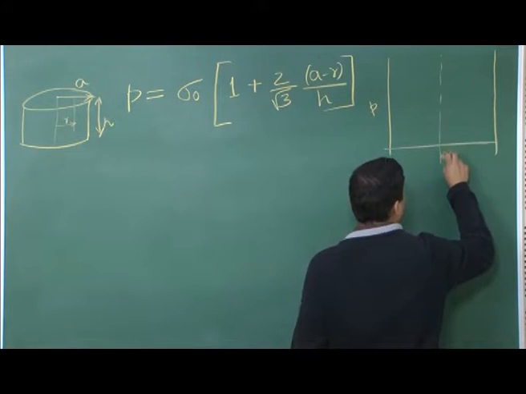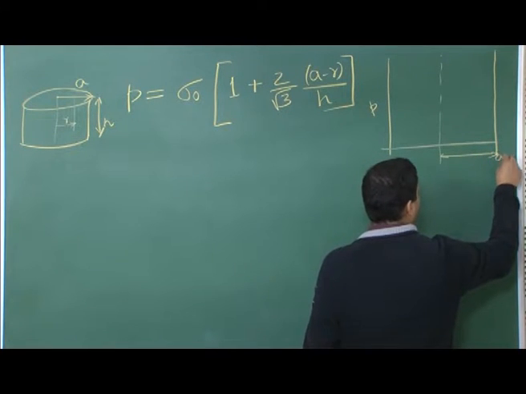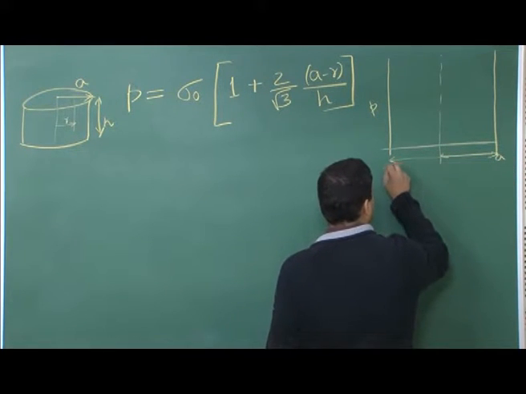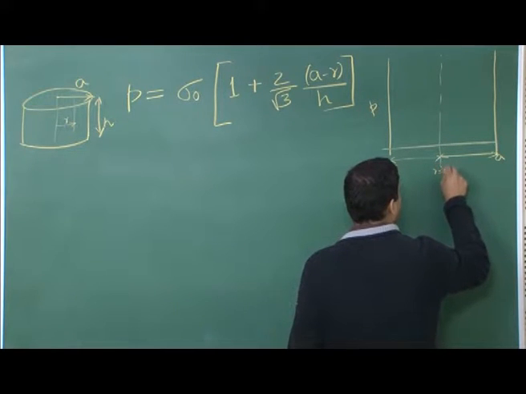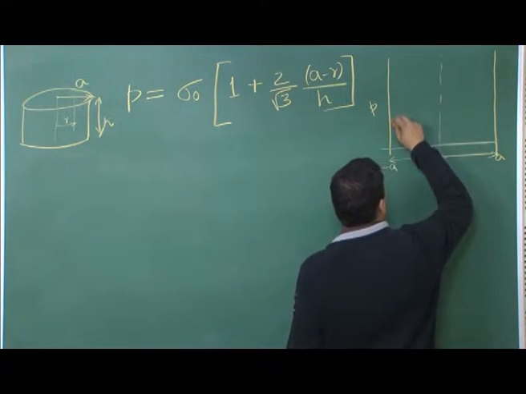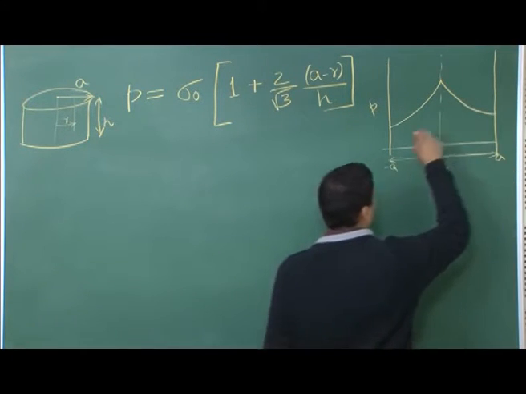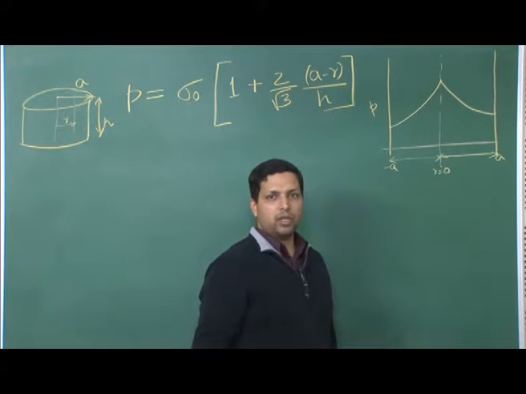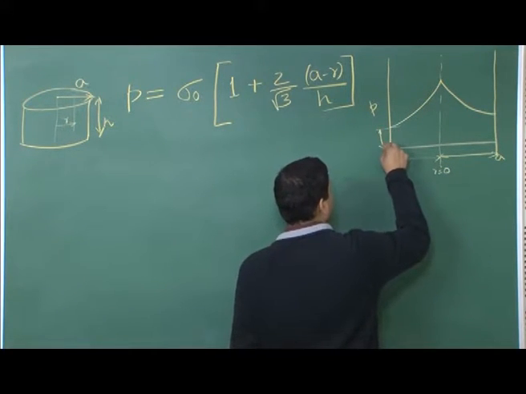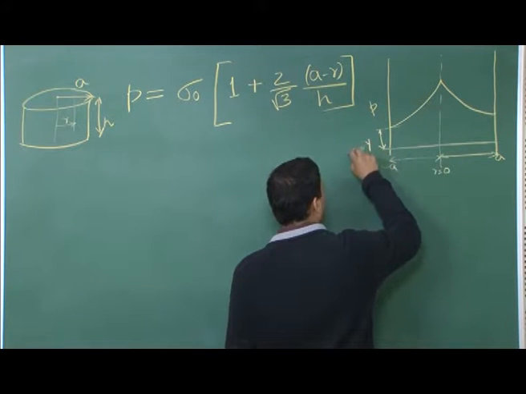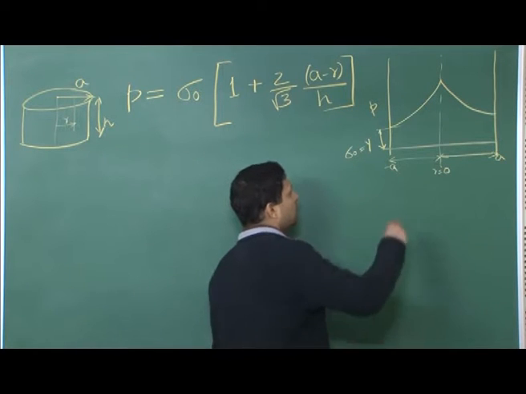pressure as a function of radius. So, this point is A, this point is minus A, this is R equal to 0. So, earlier we saw the pressure had a variation like this, where the extreme values were equal to Y, which is the same as sigma naught. We are using different notation, but it is the same thing.